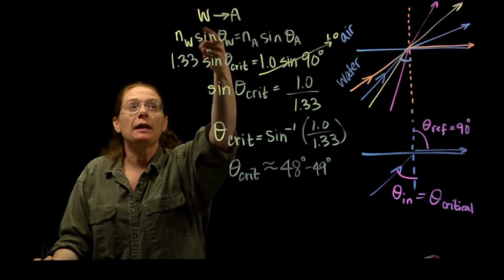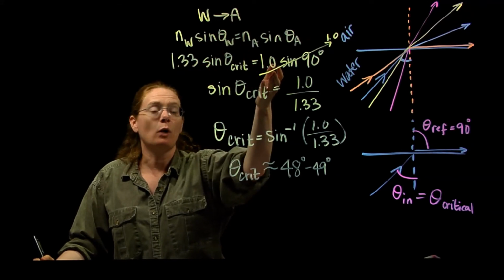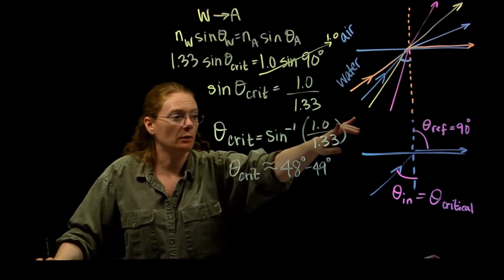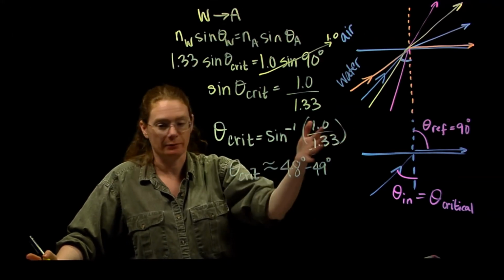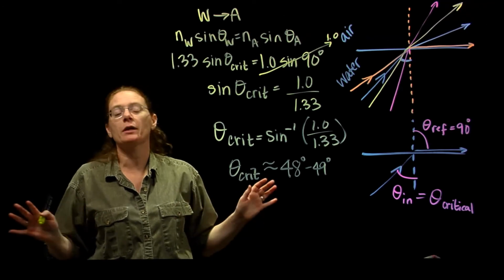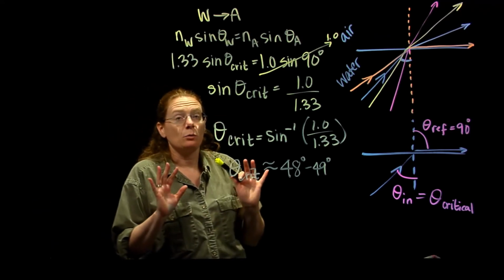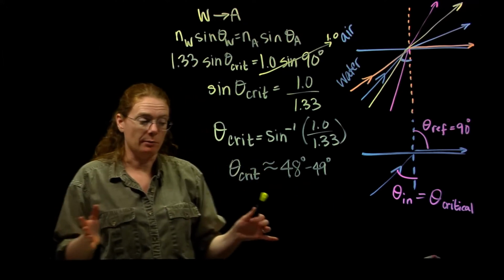We could go from glass into water. This would be glass at around 1.5. This would be water at 1.33. So it would be 1.33 over 1.5, a different angle. So just keep in mind that the critical angle is different for every combination of two materials. All right, let's now use this in a problem.